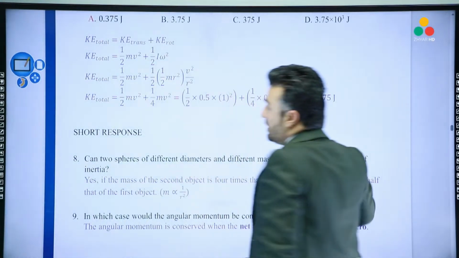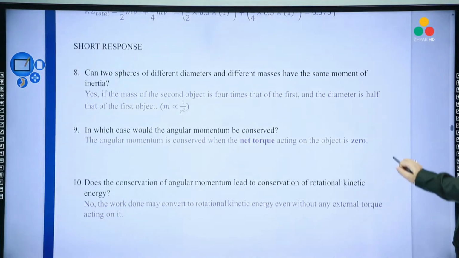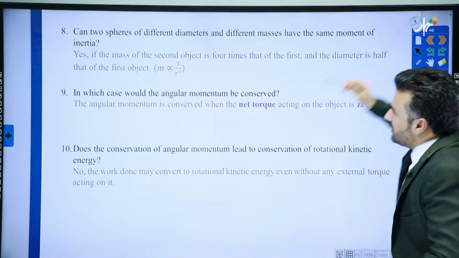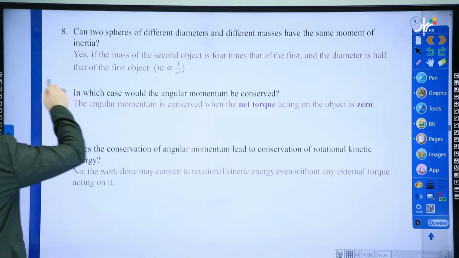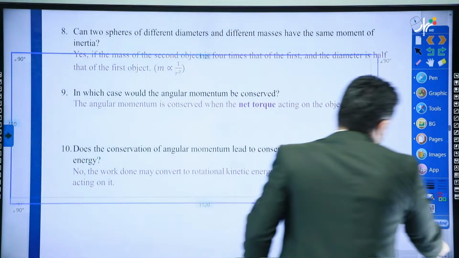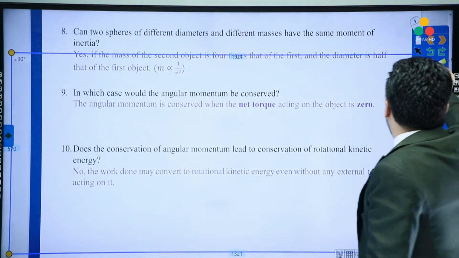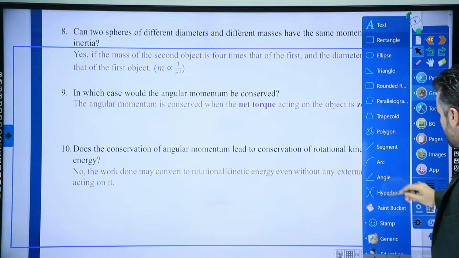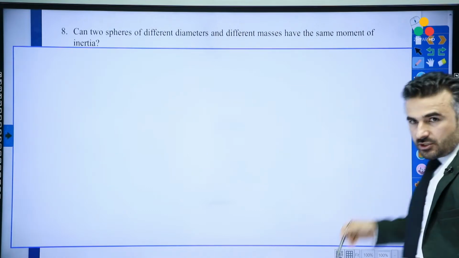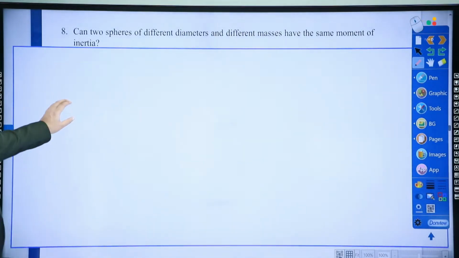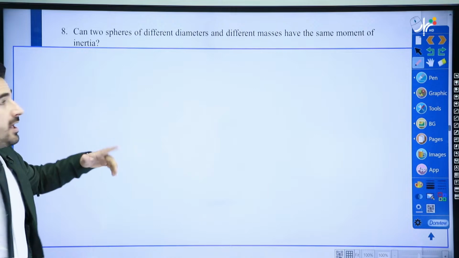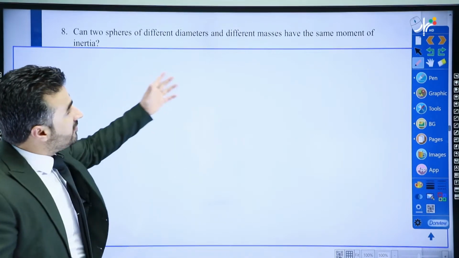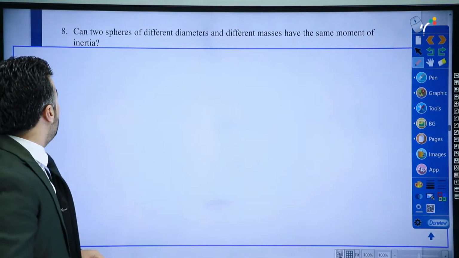Now let's go and solve some short response questions here. All right, so let's answer this question. You didn't tell me your response. So of course the answer is yes, and I will tell you how or why exactly. So take a look here. Let's solve this together. So be with me. It says, can two spheres of different diameter have the same moment of inertia, or let's say with different mass, of course, and different diameter?